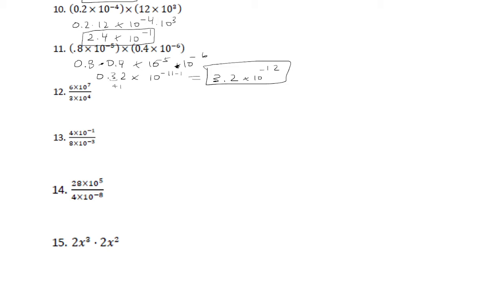Okay, for 12, we're dividing, so do 6 divided by 3 is 2. 10 to the 7th divided by 10 to the 4th, just do 7 minus 4 is 3. 13, we have 4 over 8, that's just 1 over 2. And then 10 to the negative 1 over 10 to the negative 3, do negative 1 minus negative 3 to get 2. So that's going to be 10 squared over 2. Which if you want, you can write this as 0.5 times 10 squared, which is the same thing as 5 times 10 to the first power. So writing that in scientific notation.